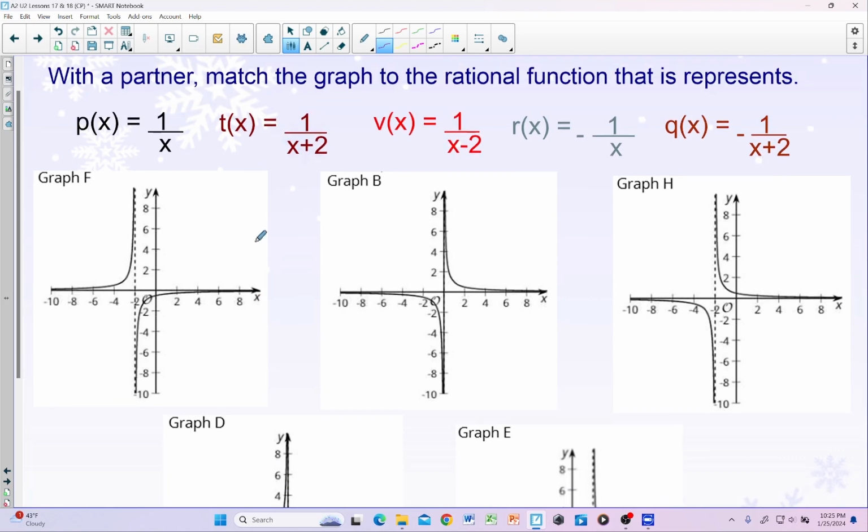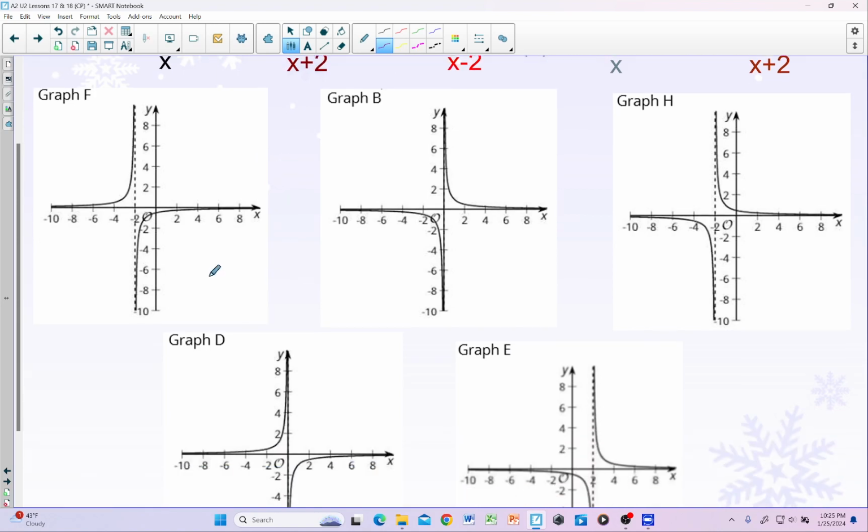So it would appear that the biggest difference between these functions is where these asymptotes are. Let's try to figure out a few of them. Let's look at the difference between the cards. Graphs F and H both have a dotted line at -2. B and D have asymptotes at 0, a dotted line at 0. Graph E has a dotted line at 2. So that one's by itself.